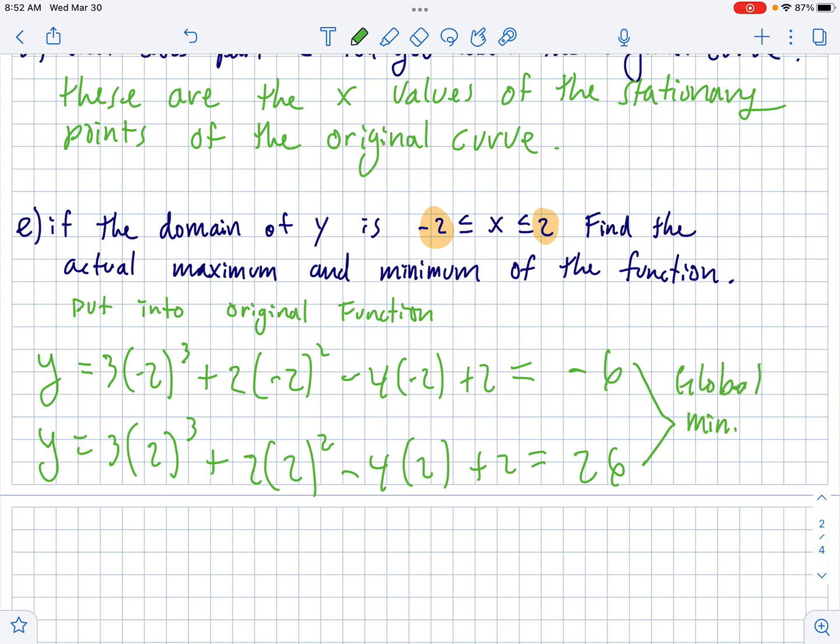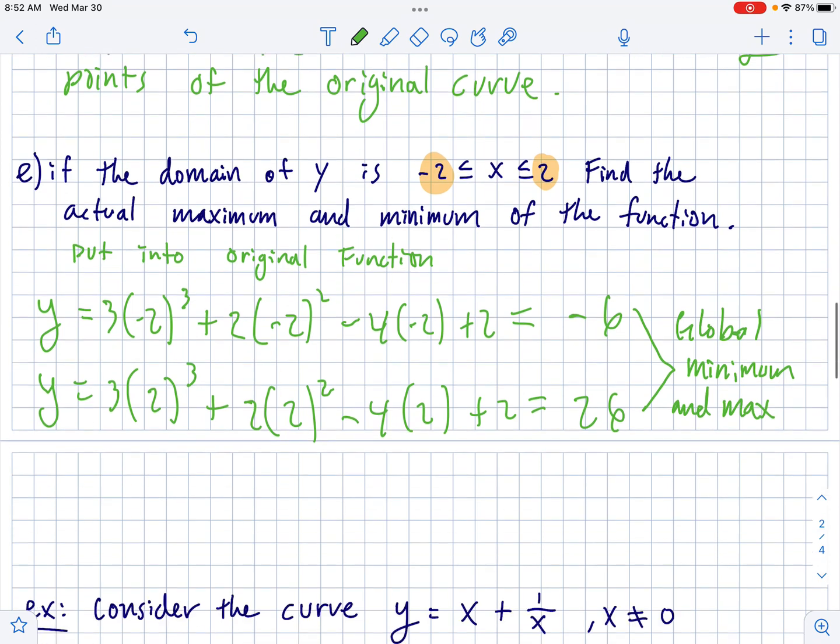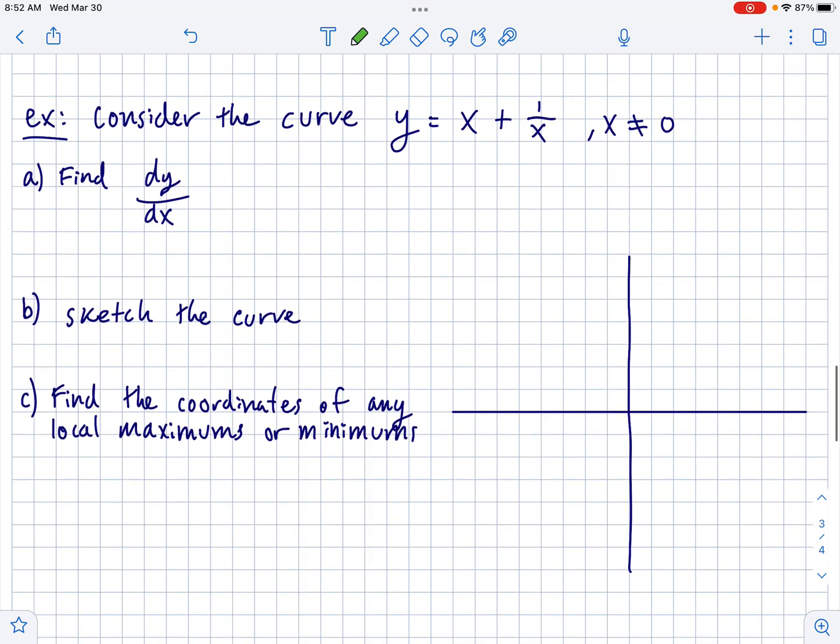So sometimes these are called the global minimum and global maximum.